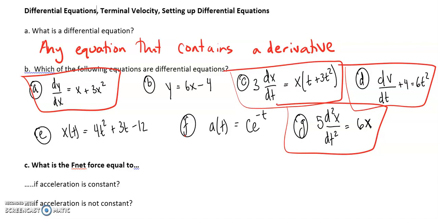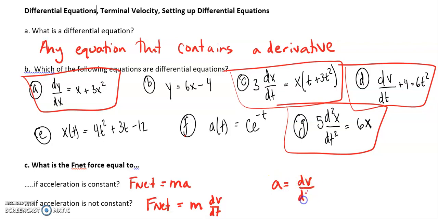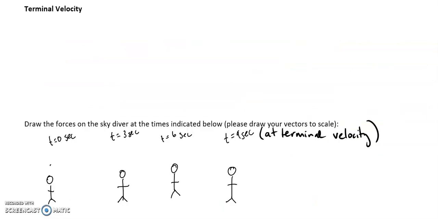Cool. So what I want to think about right now is what is the net force equal to if acceleration is constant? So we know Newton's second law, F net equals ma. Now what we're going to look at today is cases when acceleration is not always constant. If it's not constant, we know that acceleration is going to change depending on velocity. So that is going to be dv/dt. Keep in mind acceleration is the derivative of velocity with respect to time. And this is what we're going to use a lot of today instead of, or in addition to, just mass times acceleration.